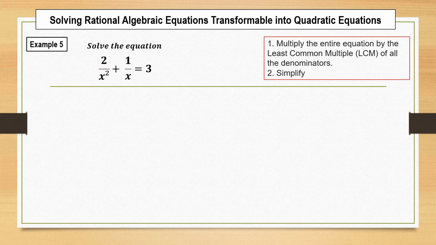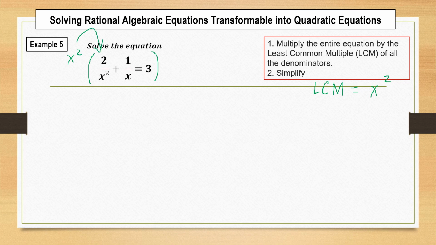Let's have another one. Solve the equation 2 over x squared plus 1 over x is equal to 3. So step 1, multiply the entire equation by the least common multiple or LCM of all the denominators, and then step 2, simplify the results. So in the given equation, what is the LCM of the denominators? The LCM of x squared and x is x squared. We multiply the entire equation by x squared.